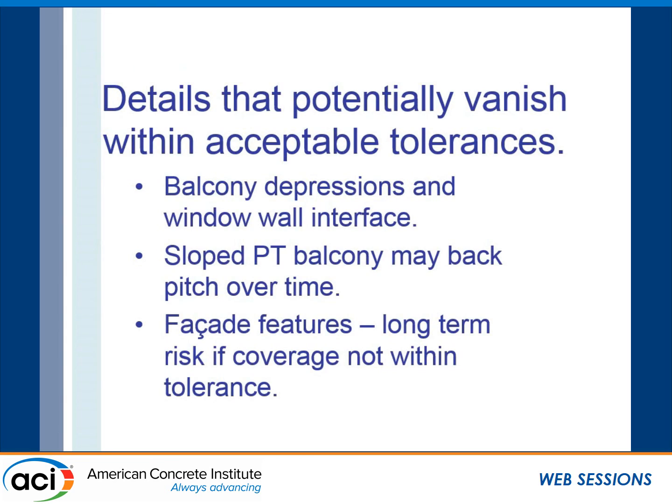Balcony depressions and window wall interface. Again, you're talking about a 3/4 inch step, and so it has to be lined up so you get the window wall right there. With construction matching all the ACI 117 limits, we're within the bounds of that requirement, yet we could be out of bounds with our window wall balcony. Sloped PT balcony may back pitch over time. So again, you've got this long-term issue in terms of deflection, and with the deflection, you're losing your pitch on your balconies. And then facade features: long-term risk if coverage is not within tolerance.